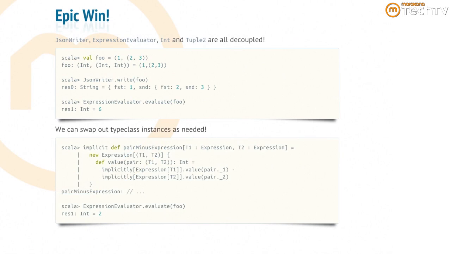So let's say, for example, that instead of treating pairs as addition, when I view them as expressions, I want to treat them instead as subtraction. So I've overridden, essentially, by virtue of how implicit scope resolution and the precedence there works out, I've basically redefined pairs to be treated as minus. So if I call expression evaluator.evaluate on foo now, using the same foo, I haven't done anything different, I'll get 2 out the other end instead of 6.